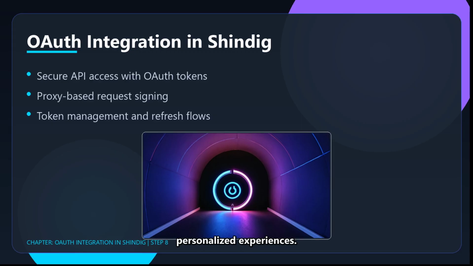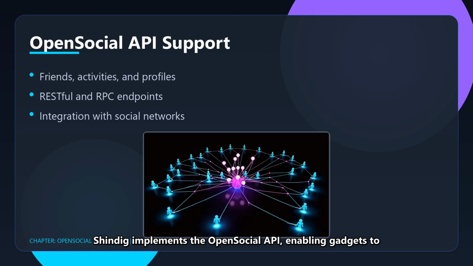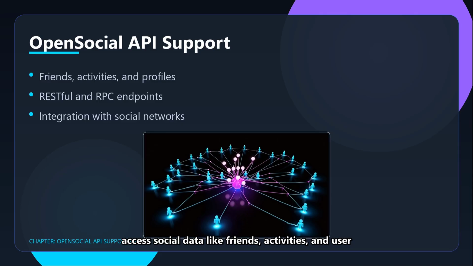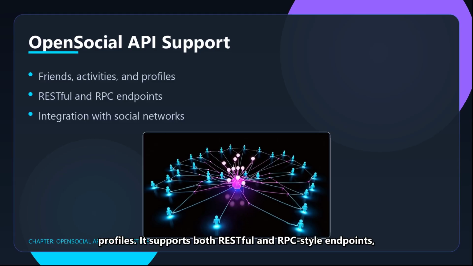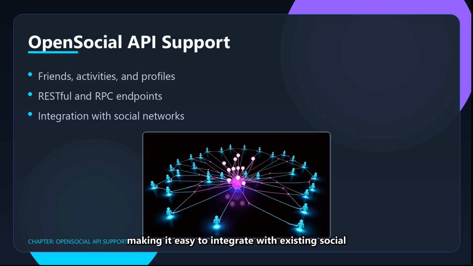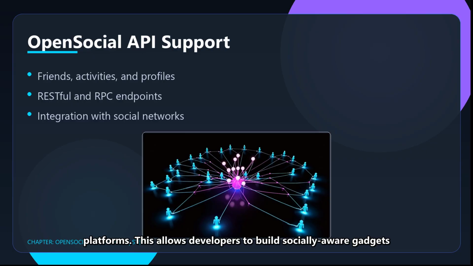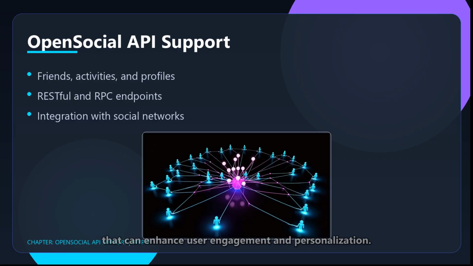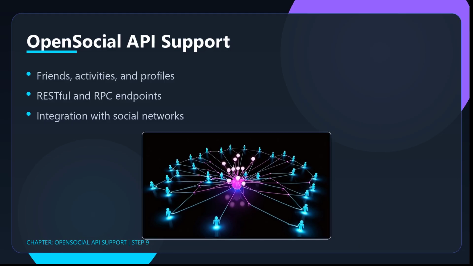Shindig implements the OpenSocial API, enabling gadgets to access social data like friends, activities, and user profiles. It supports both RESTful and RPC-style endpoints, making it easy to integrate with existing social platforms. This allows developers to build socially aware gadgets that can enhance user engagement and personalization.